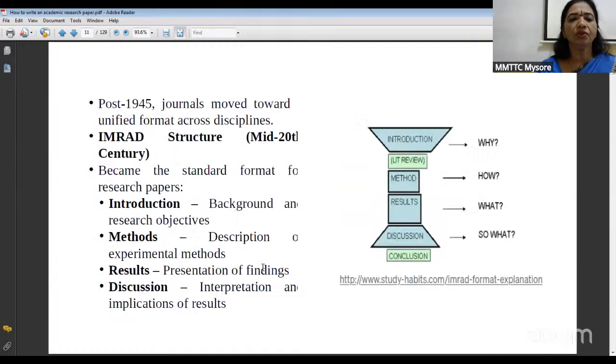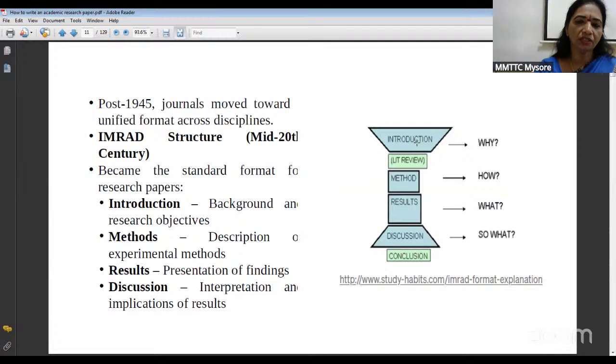After 1945, journals moved towards a unified format across disciplines, and that is called the IMRAD structure. So what is that IMRAD structure? That structure is like this.